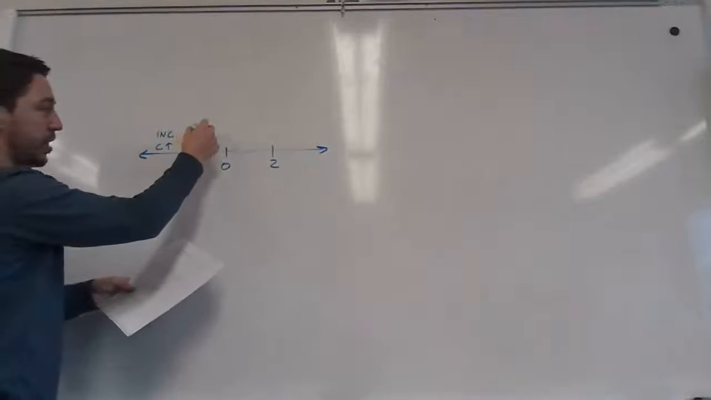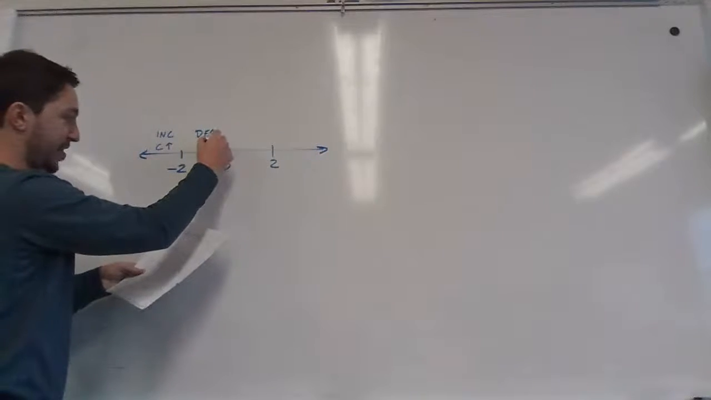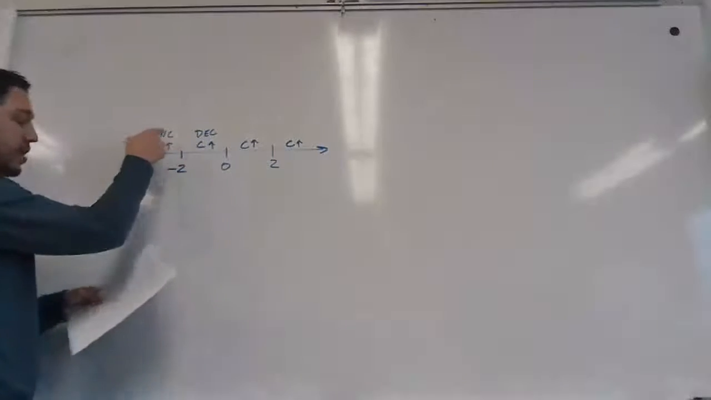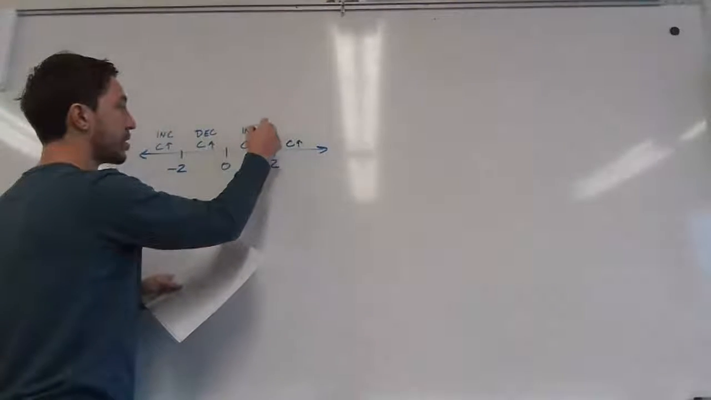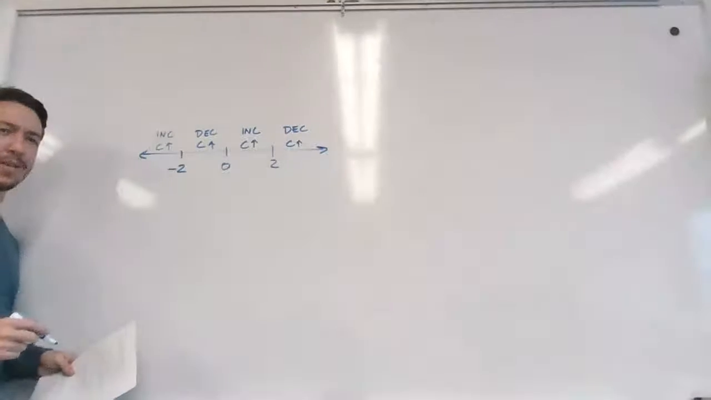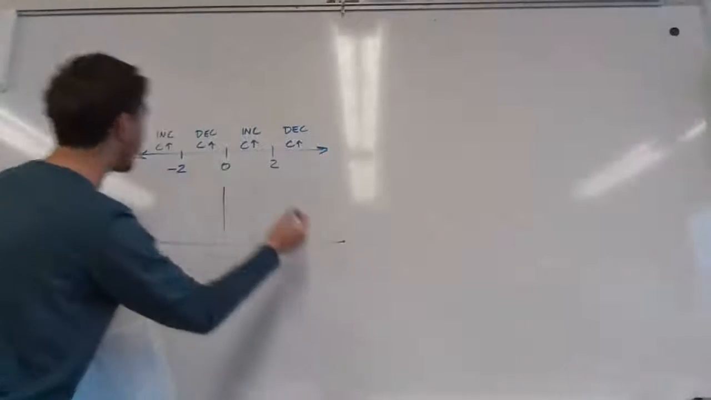On this interval we are decreasing while being concave up. I guess they're all concave up, aren't they? Yeah. So it goes increasing, decreasing, increasing, decreasing, but it's also concave up the whole time. So how does that work? How are we always concave up? Well, it's noodle time.